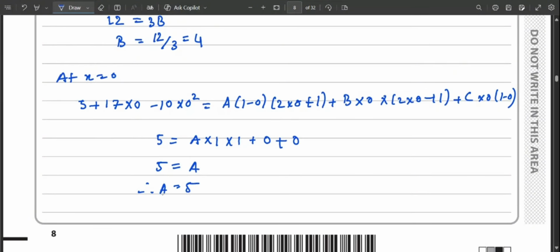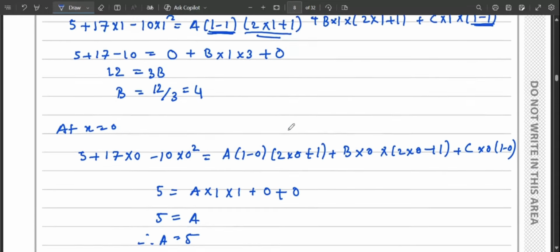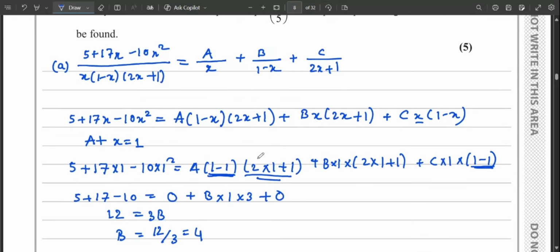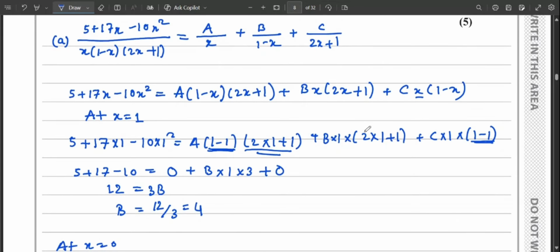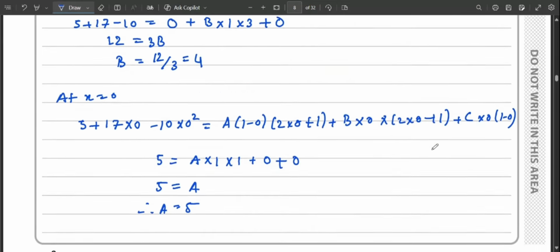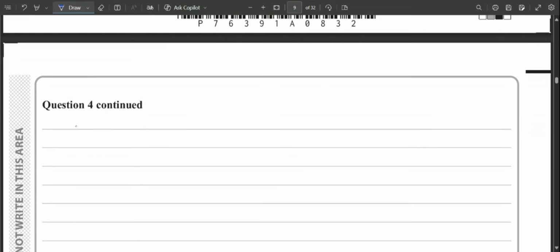So we now have the value of a, and we now have the value of b. We can use these values of a and b, substitute them in our expression, and then choose the value of x so that we can isolate c to find our value of c. So I can write, let's say, putting a equals 5 and b equals 4. First of all, I will write out the new expression with our known values.